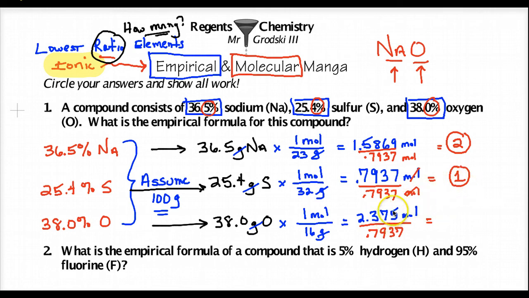Who knows? Okay, so in any case, 2.375, put this in our calculator, and lo and behold, you will get 2.9923. 2.99 is essentially 3. Again, the reason why it doesn't come out exactly is because probably of some rounding, or some rounding in our formula masses, okay?